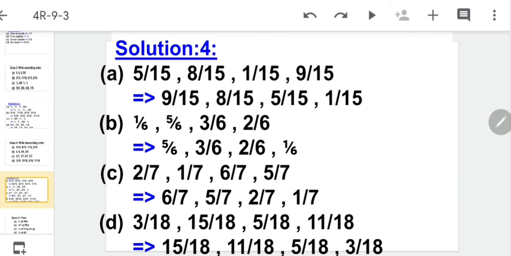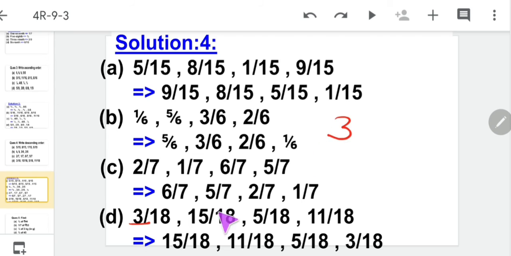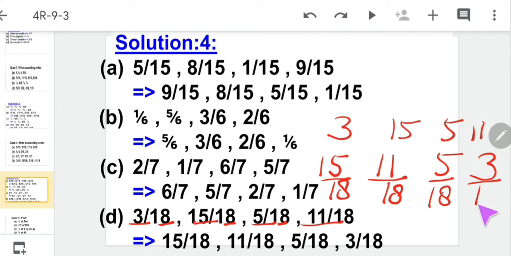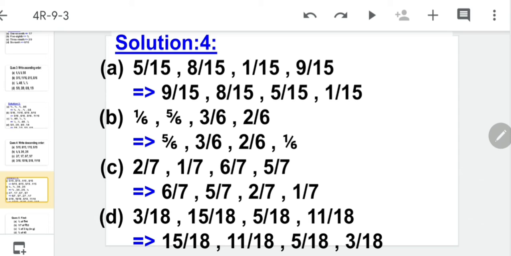Now the last part is, we have 3, 15, 5 and 11. Write according to their descending order. So it will be 15, 11, 5 and 3. Now place their denominator, which is 18. So it will be 15 by 18, 11 by 18, 5 by 18 and 3 by 18. So this is the descending order for these fractions. Okay. So if we have the same denominator, we have to focus only on the numerator.